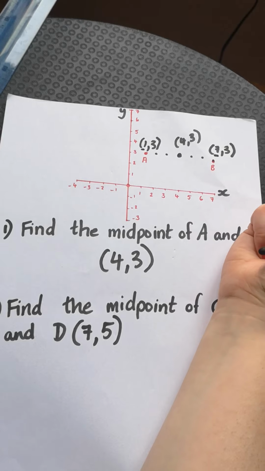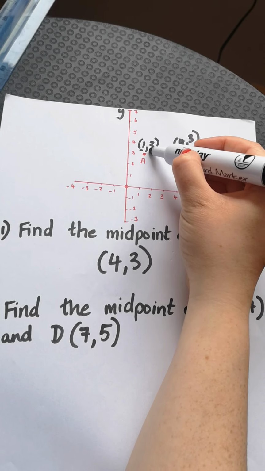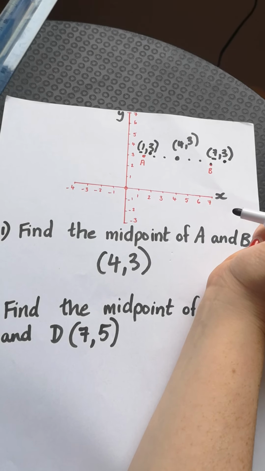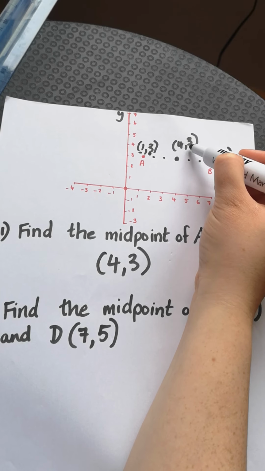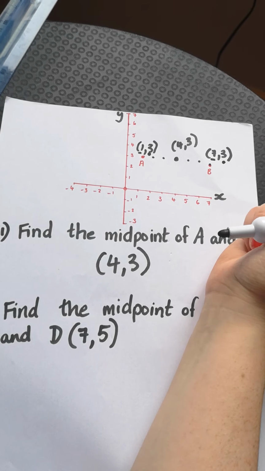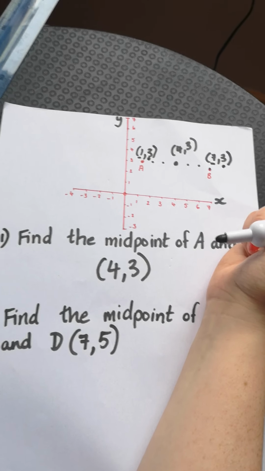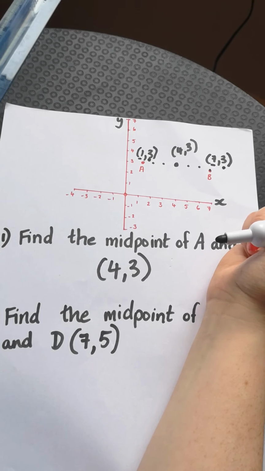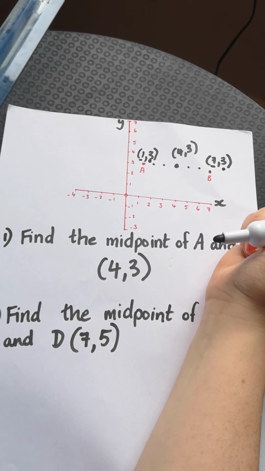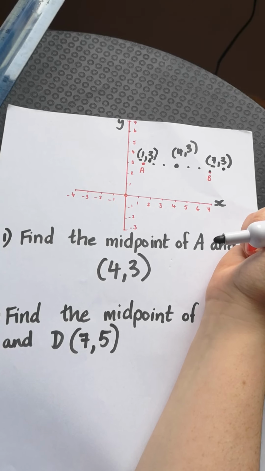We try the same with our y values. So we add the 3 and the 3, and we get 6. We half our answer, half of 6 is 3, so that's correct. So what we need to know about the midpoint formula is you add your x values and half your answer. You add your y values and half your answer.